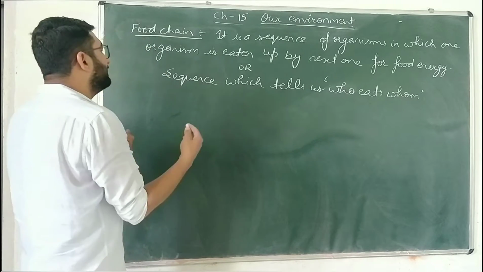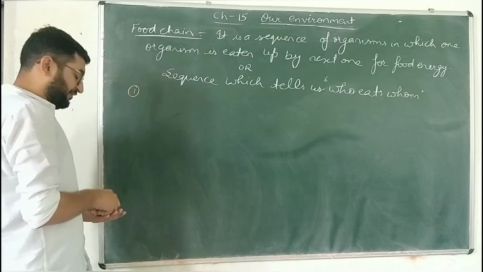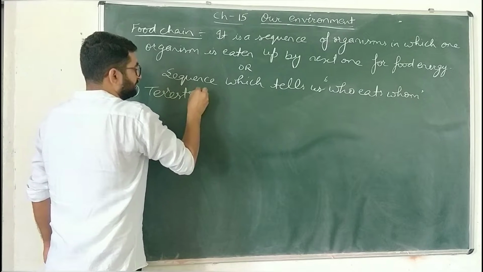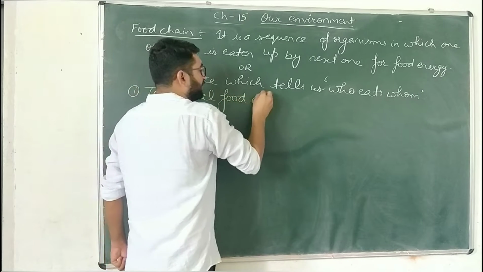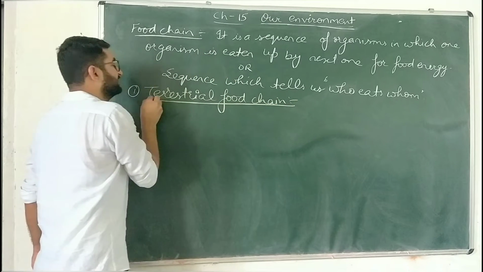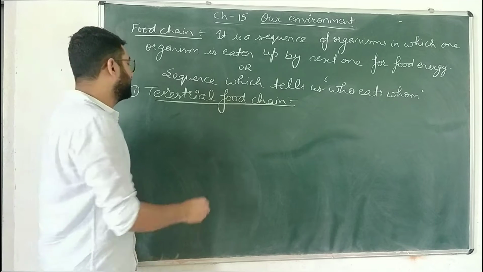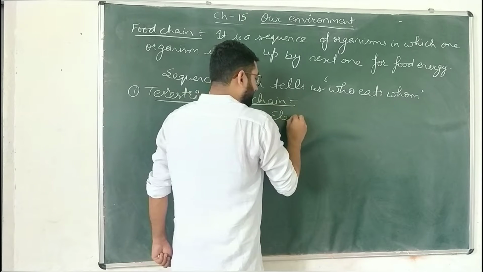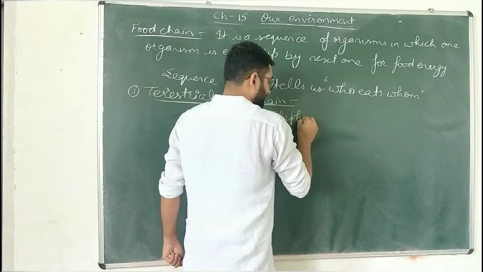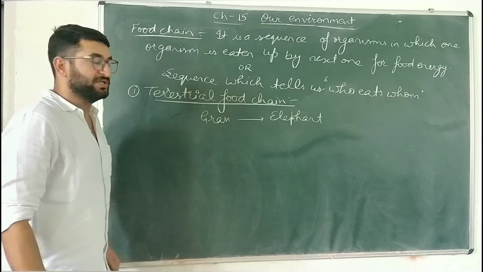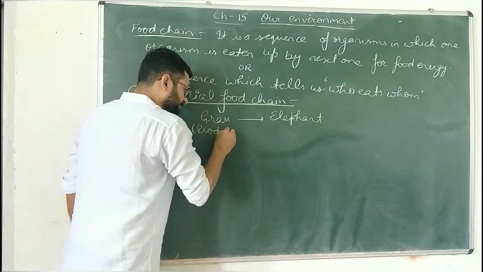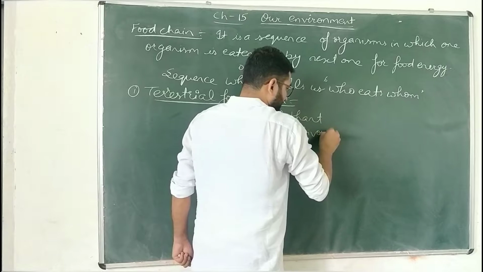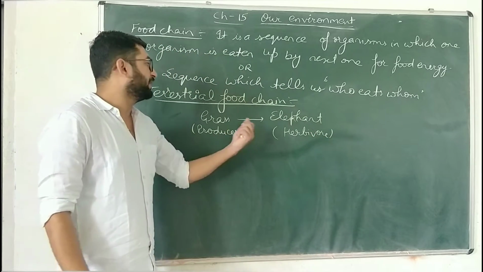On the basis of habitat, these food chains are of two types. The first one is terrestrial food chain. The food chain present on land are known as terrestrial food chain. For example, grass is eaten up by elephant. So this is producer and this is herbivore. That's it. Only two organisms are there in one food chain.